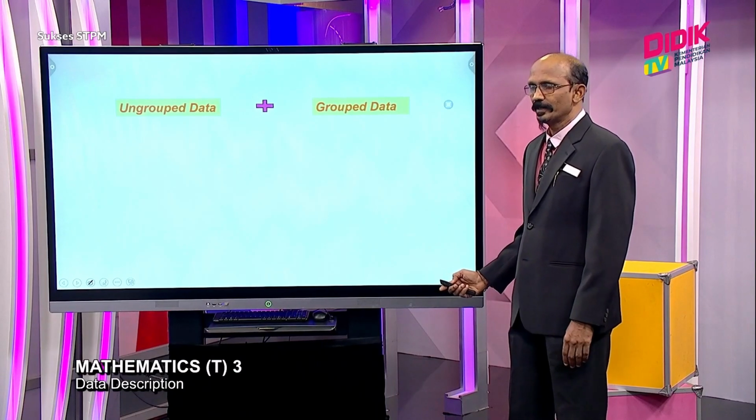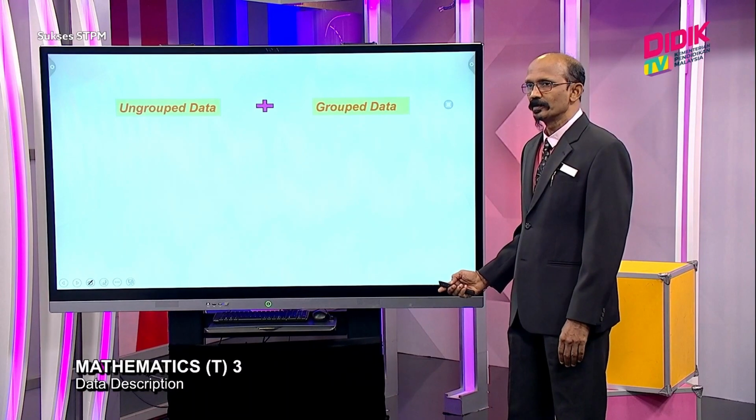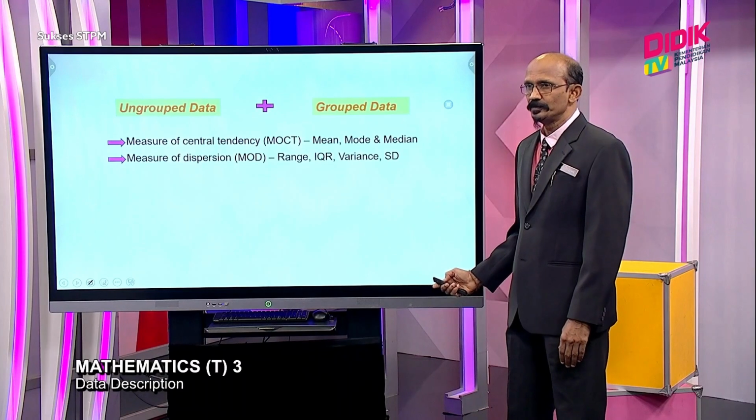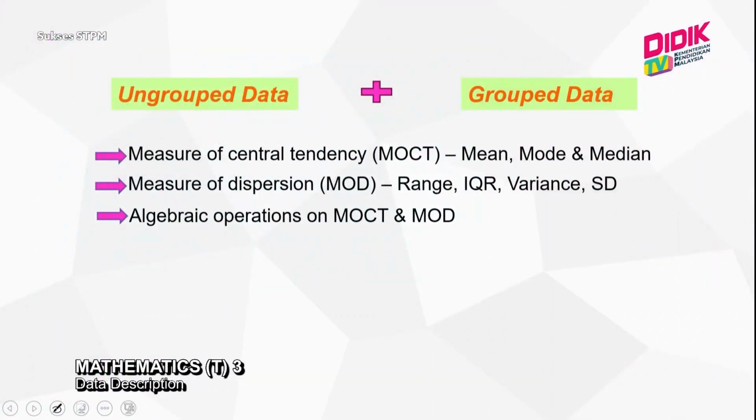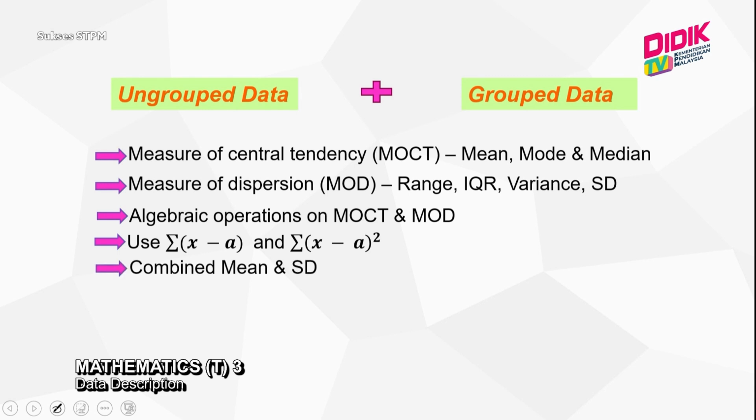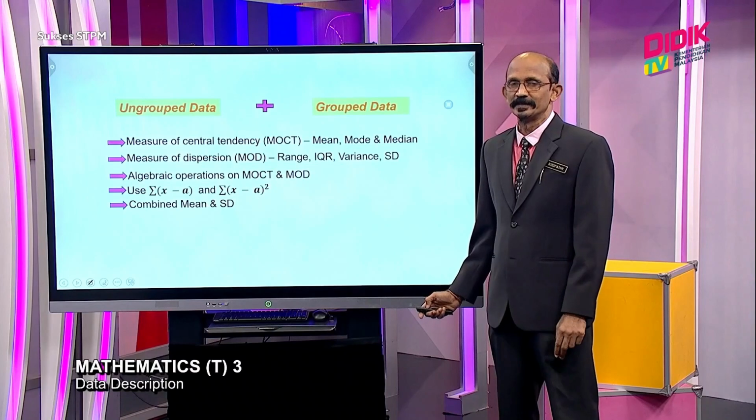For these 2 parts, what you have to know is you should be able to calculate measures of central tendency and measures of dispersion, use the correct formula, and be able to use algebraic operations on both MOCT and MOD. Next, you have to calculate standard deviation and mean by using sum of x minus a and sum of x minus a squared, and calculate combined mean and standard deviation for a combination of at least 2 or 3 sets of data.